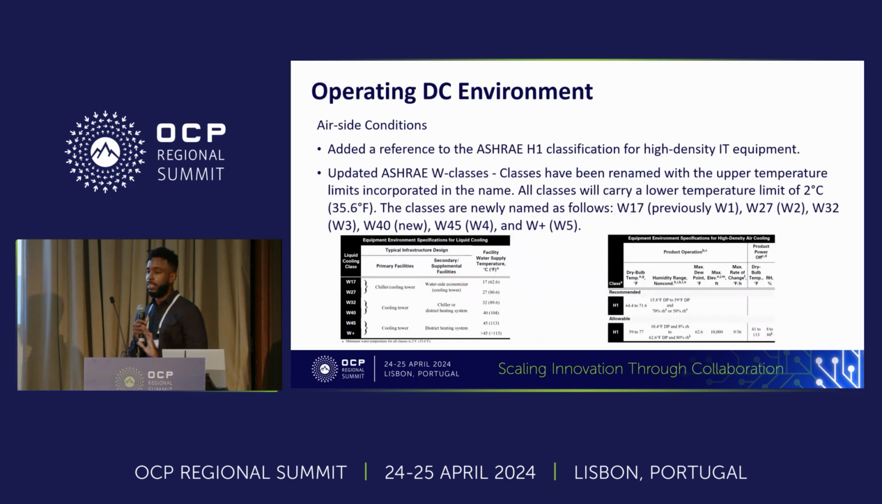In terms of the DC environment, the data center environment, we added a reference to ASHRAE H1, the high density IT equipment classification, and we also updated the W classes reference. As you know, originally they were W1, W2, etc., and now they're more descriptive, with the W17 up to W45, or W plus rather. So we made sure that those were added to be clear and consistent among the other OCP documents.